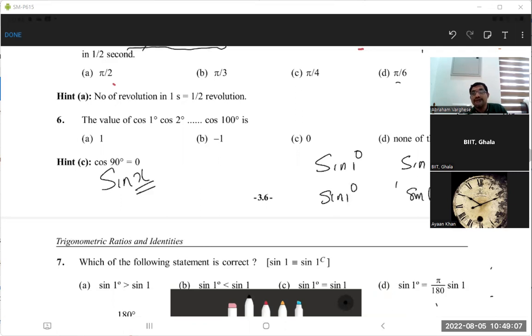Which will be more? Which is greater? Tell me which is greater. Sine 1 degree or sine 60 degree?